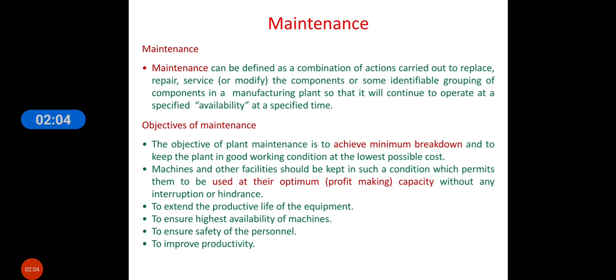Okay. So now the main objective of maintenance. The objective of maintenance is to achieve a minimum breakdown condition, to keep plants in good condition at the lowest possible cost. Machines and other facilities should be kept in such a condition which permits them to be used at their optimum capacity without any interruption or hindrance, and to extend the productive life of your equipment.